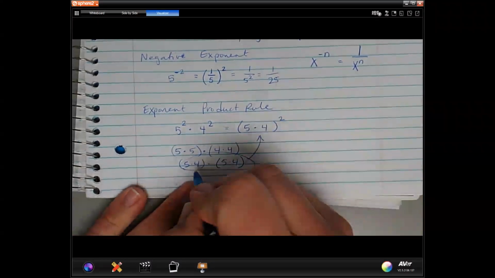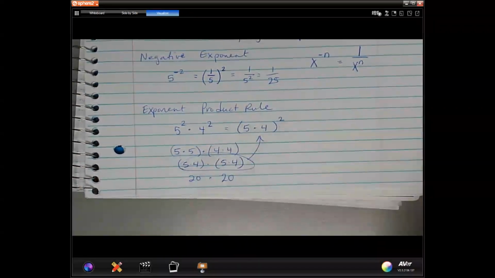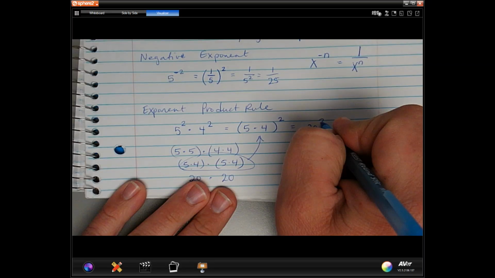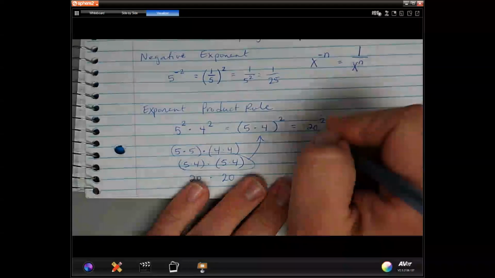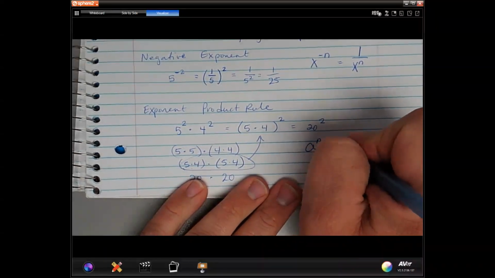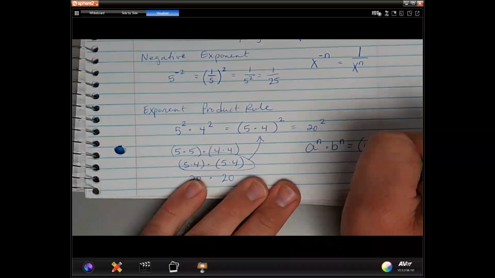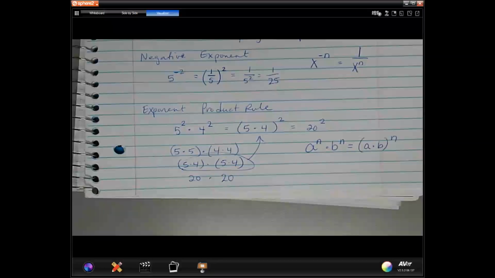We simplify these values and recognize that 5 times 4 is 20, and 20 times 20 is here. This gives us a value of 20 being raised to the second power. This rule is expressed with a to the n power times b to the n power is equal to the product of a and b raised to the nth power.